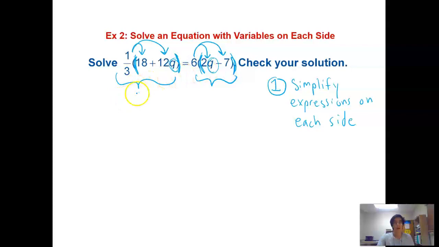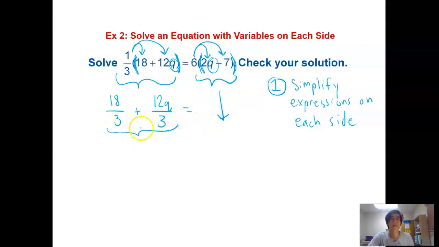So this is side number 1. This is side number 2. So when I multiply 1/3 times 18, that's the same thing as doing 18 over 3, because 18 just multiplies by the numerator and is divided by the denominator. Same thing over here. 1/3 times 12q is going to be 12q over 3 like that. And I'm going to bring this down, and we're going to continue simplifying as we go. So 18 over 3 is 6 plus 12 divided by 3 is 4.